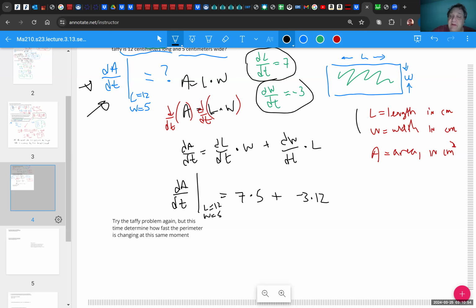Let's get some final answer here. 7 times 5 is 35. -3 times 12 is -36. So this is -1. -1 what? Well, the thing we just found was dA/dt. A is area. It's measured in square centimeters. So this is -1 square centimeters.